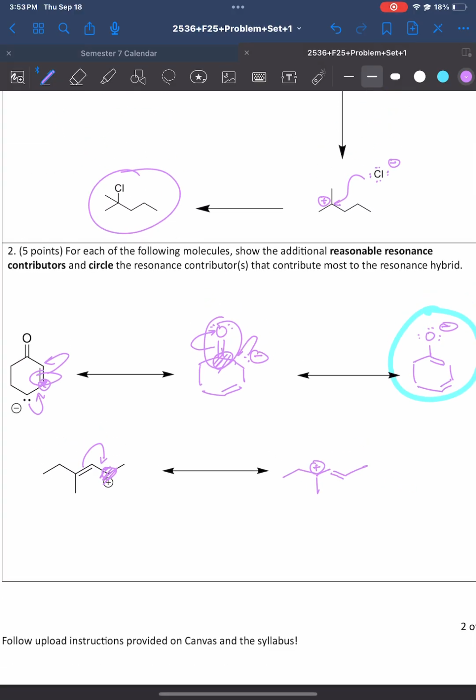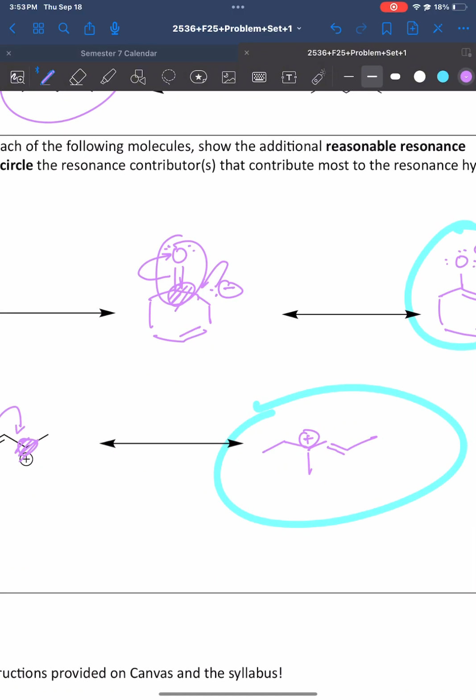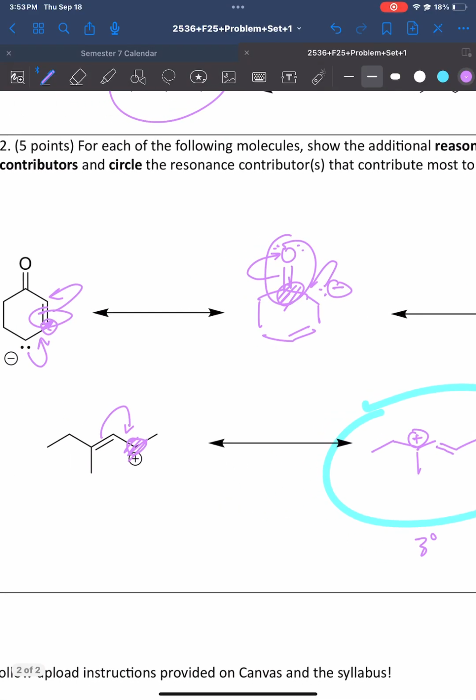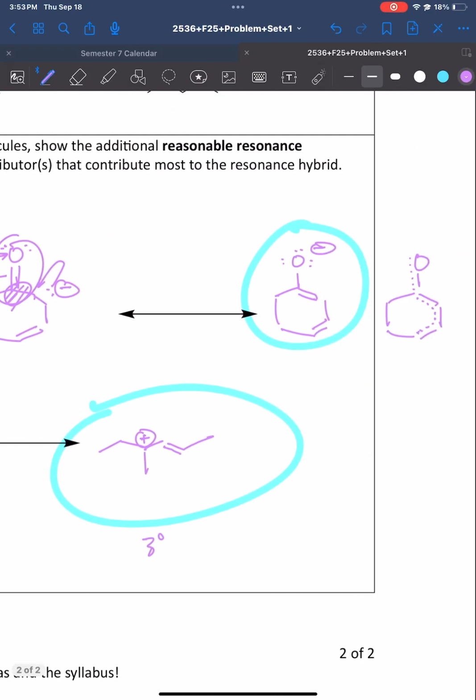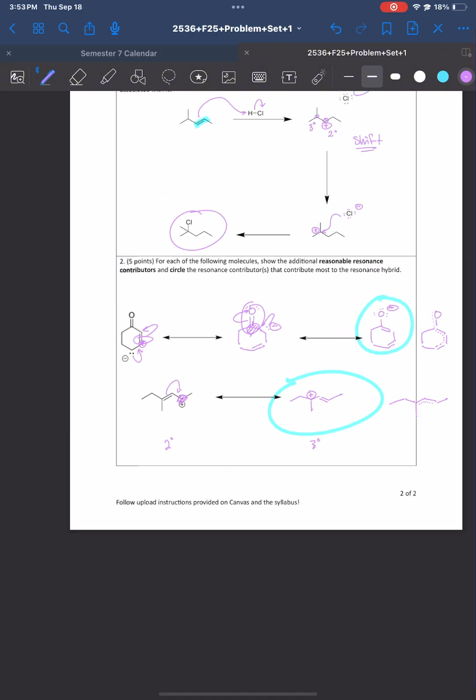Same scenario, which one is going to contribute most to the hybrid? In this case, the rightmost structure is, because the carbocation is tertiary, while the one in the first structure is only secondary. And remember that these are hybrids, so none of these structures are actually what it looks like. It's a mixture of both that looks a little something like this. Alright, hope this video helps.